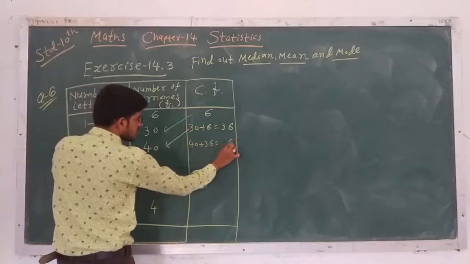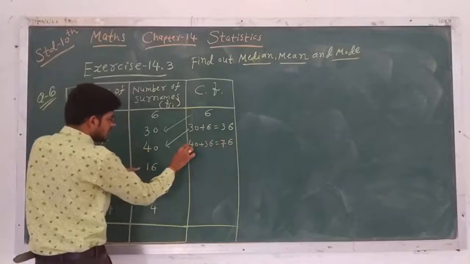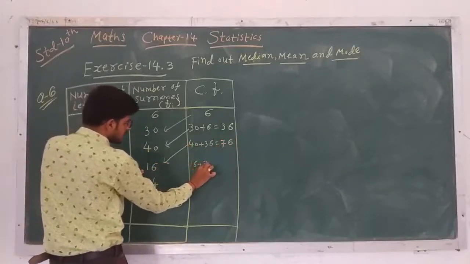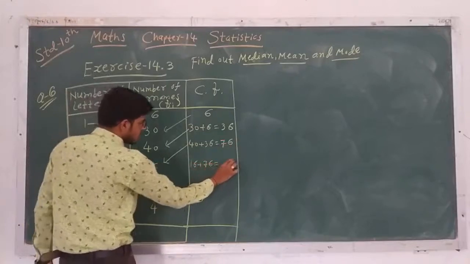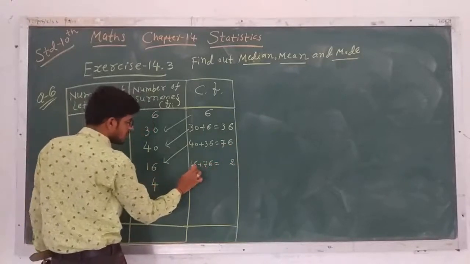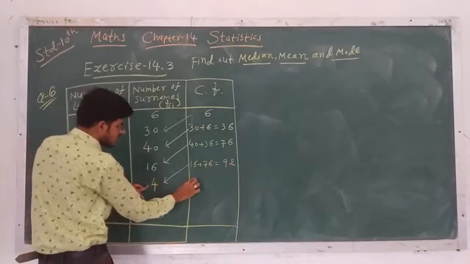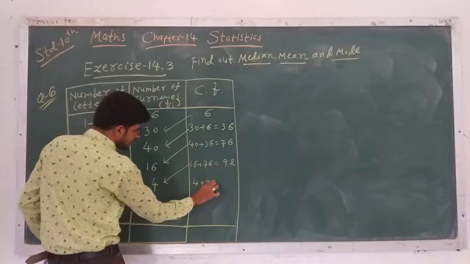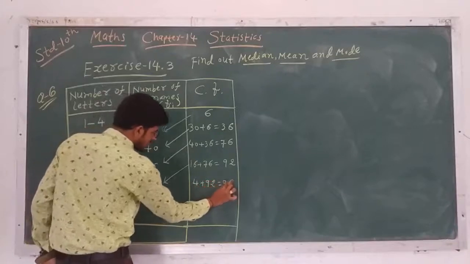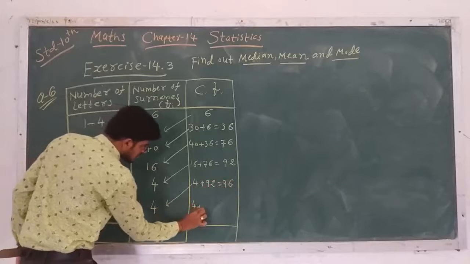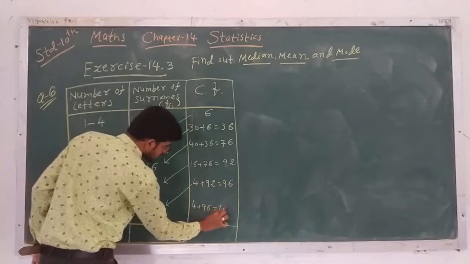So 6 plus 0, 6, 4 plus 3, 7, so 76. Same thing, we add the next frequency: 16 plus 76, so 6 plus 6, 12, 7 plus 1, 8 plus 1, 9, 92. Again we add the next frequency: 4 plus 92, so 96. And same thing, 4 plus 96 is equal to 100.